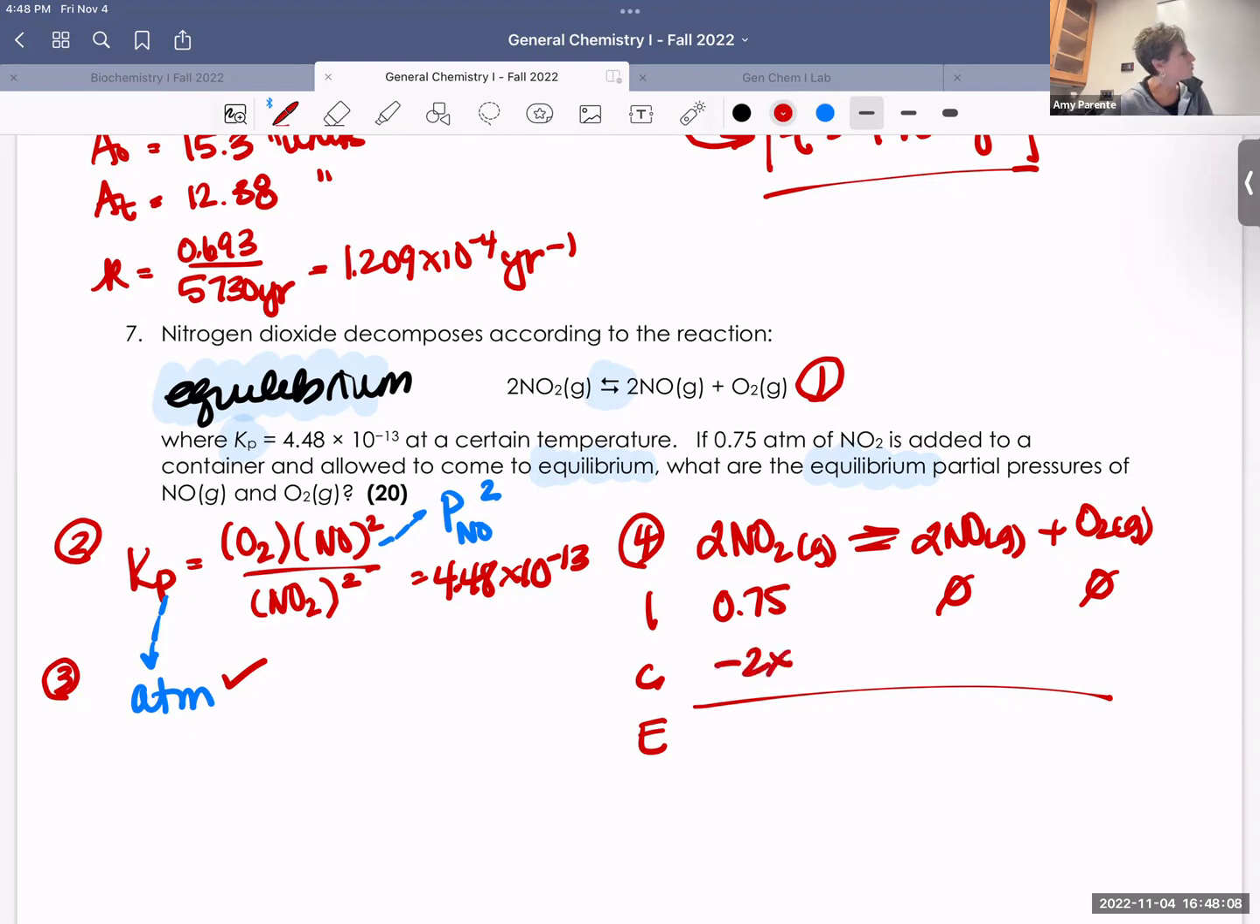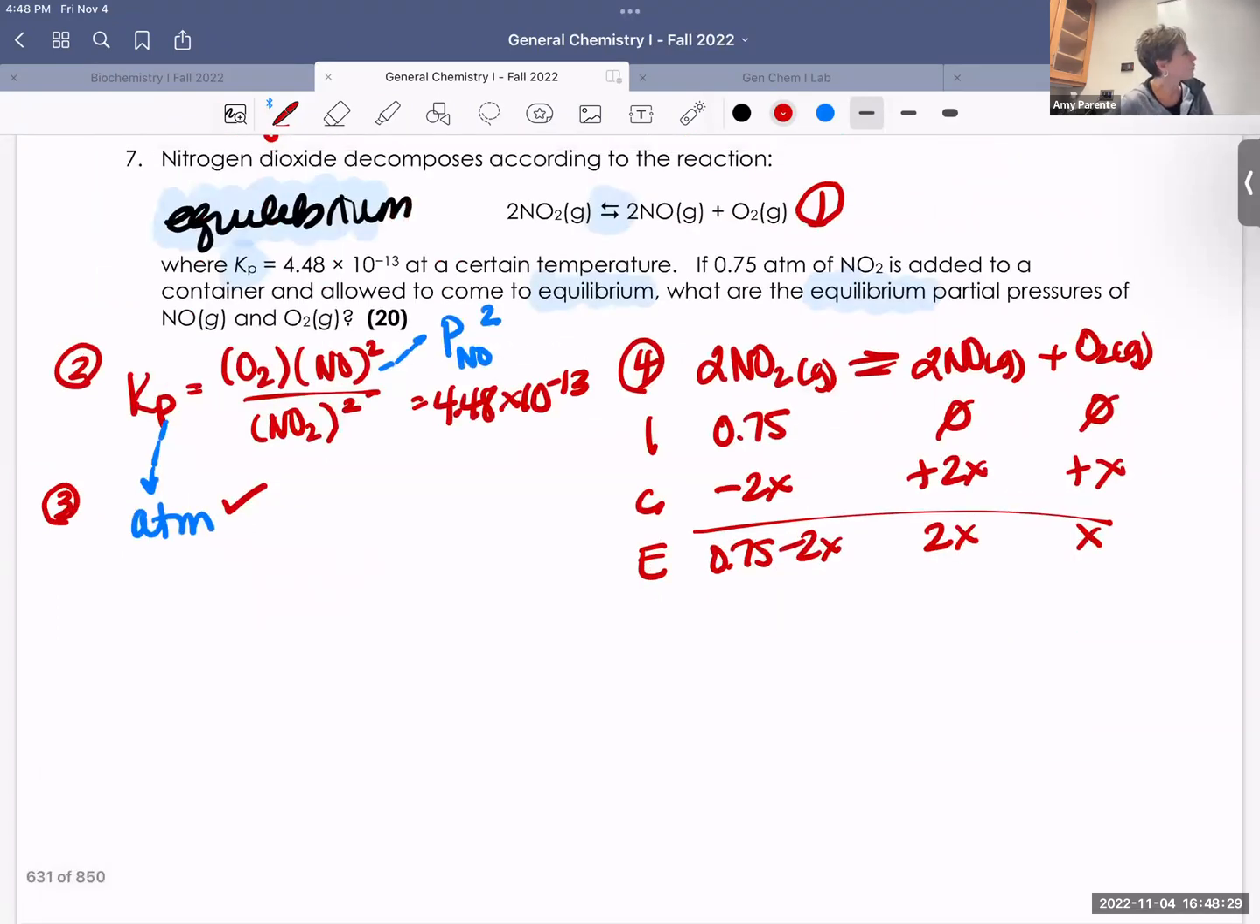So we're going to have two scoops go away of our reactant, 2 scoops appear of our NO, and then 1 appear of our O2. So then we've got 0.75 minus 2x, 2x, and x. So that's completing step 4.